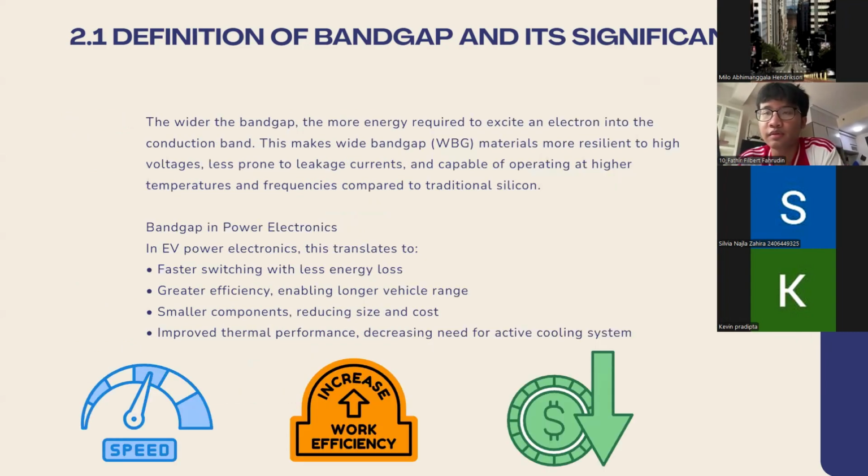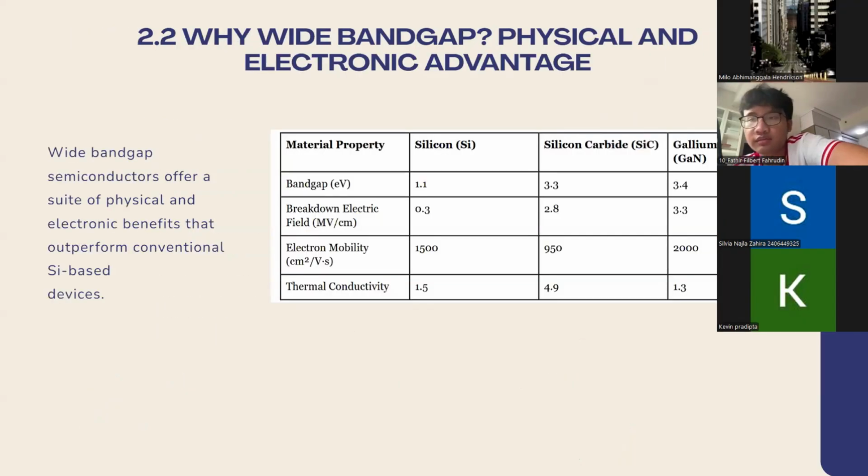A wider band gap means more energy is required to excite an electron into the conduction band. So wide band gap materials are more resilient to high voltages, less prone to leakage current, and capable of operating at higher temperatures. This translates to faster switching, greater efficiency, smaller components, and improved thermal performance. So why do we use wide band gap?